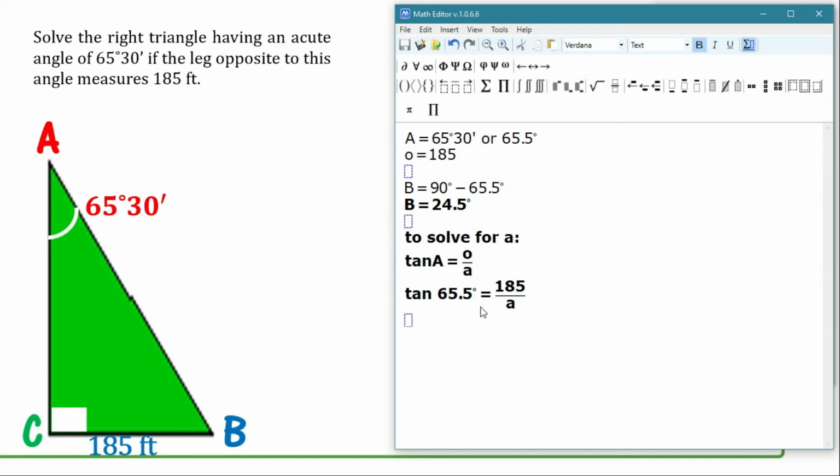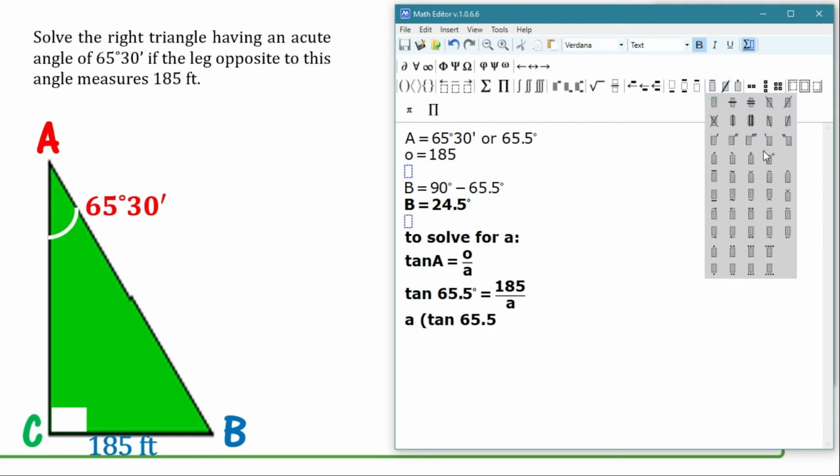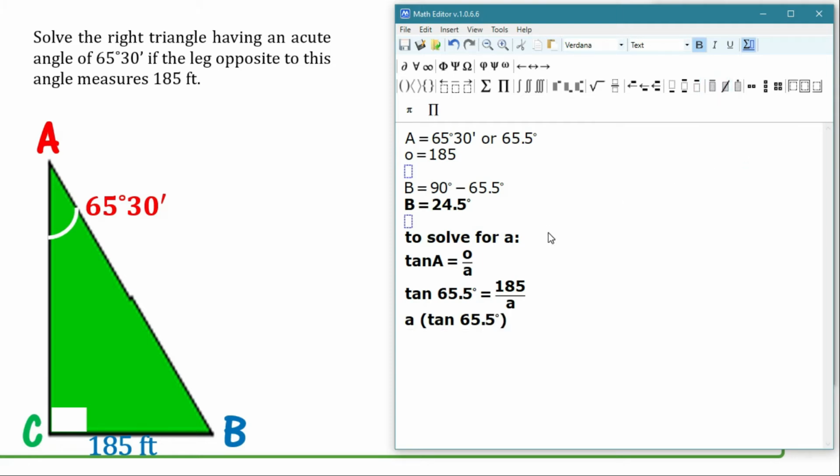So, para makuha natin si A, ang gagawin natin is for us to multiply both sides by A. Okay, so that's gonna be A multiplied by the tangent of 65.5 degrees equals 185. Okay, and since hinahanap lang naman natin si A, para matira si A dun sa kabilang side ng equation, we are to divide both sides by the tangent of 65.5 degrees. So that's gonna be A equals 185 over the tangent of 65.5 degrees.